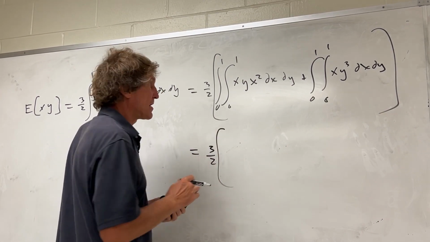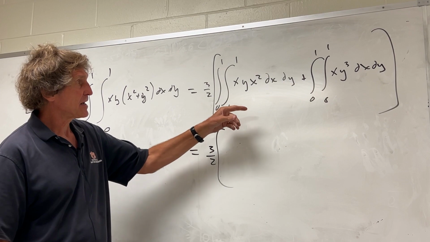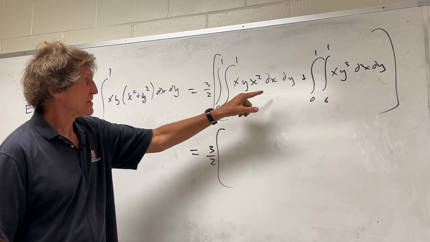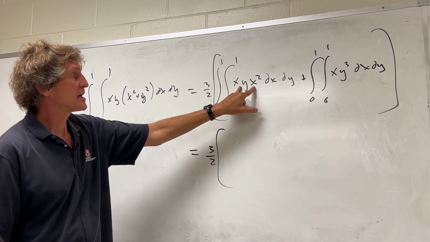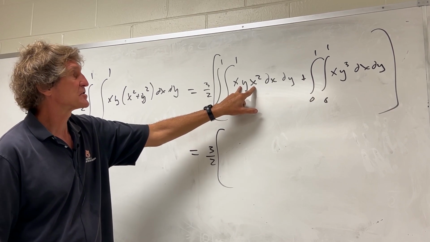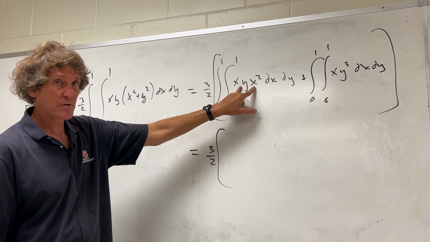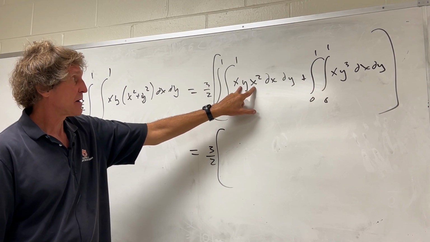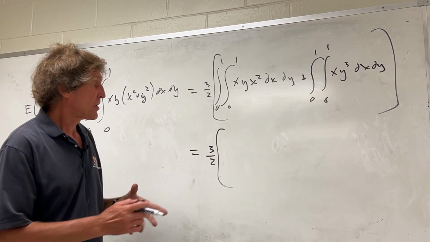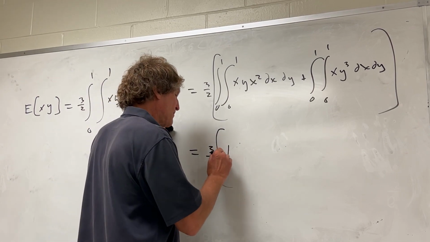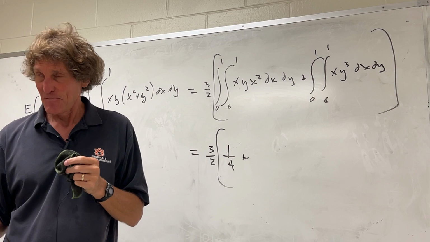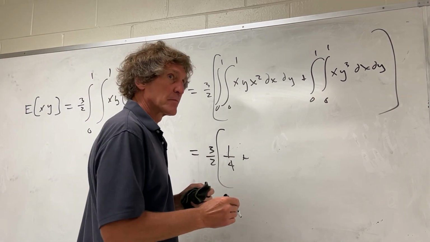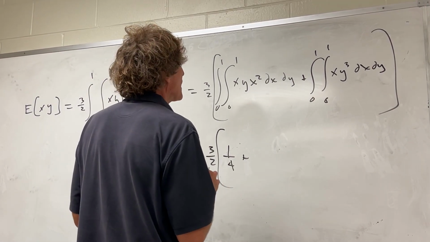3/2 is out in front, right? For this one, I get, and you're going to see that both of these are going to be the same, x cubed dy, and I have to integrate first dx, so it's going to be x to the 4th over 4. Do you agree with this? Times y, and then when we integrate y from 0 to 1, it's just 1. So here we get 1/4. What do you think we're going to get over there? 1/4. Do you agree?